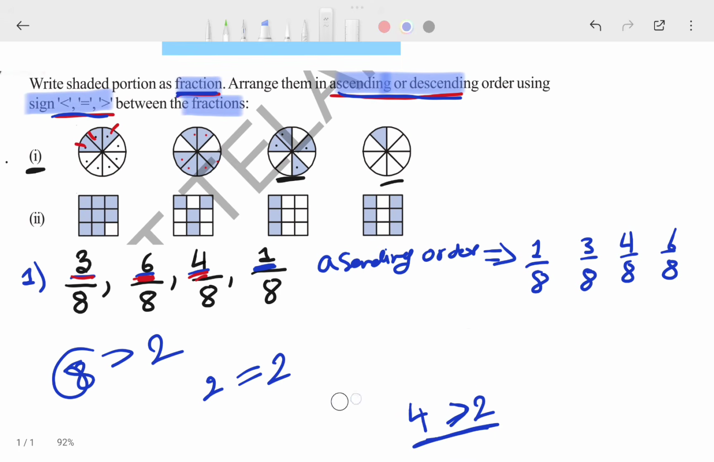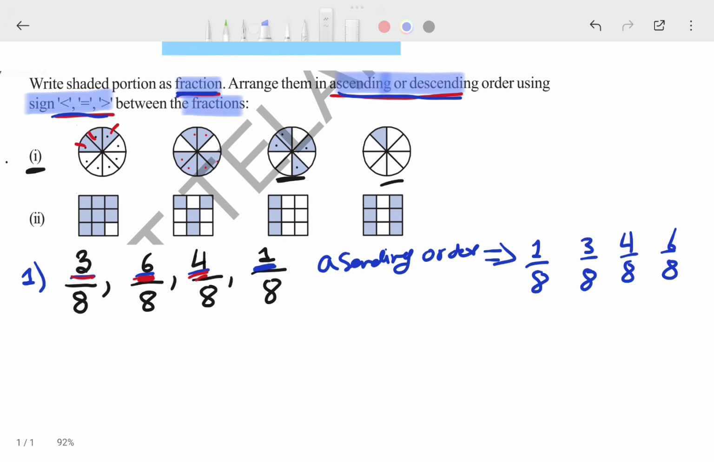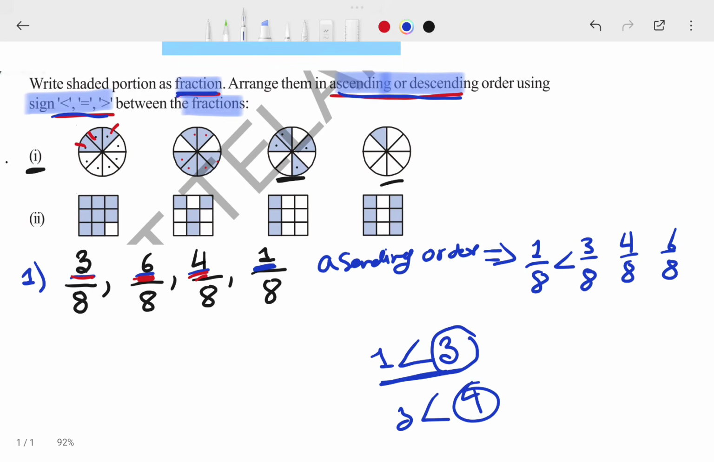Like that only, in this one the denominator is the same, but we have to look at the upper numbers. Like this is 1 and this is 3. Among 1 and 3, which is greater? You will say 3 is greater. So the symbol is located on this side. Let's put the symbol on this side. Now this is 3 and 4. Among 3 and 4, which is greater? Of course 4 is greater. So your symbol is like that. Among 4 and 6, which is greater?